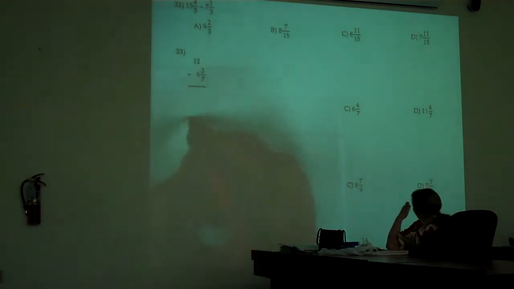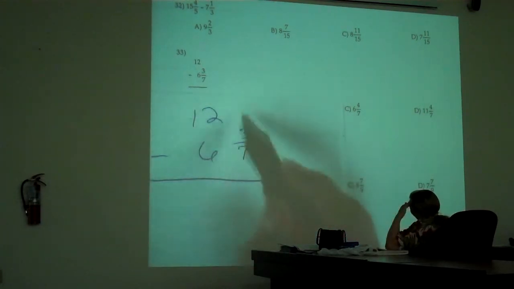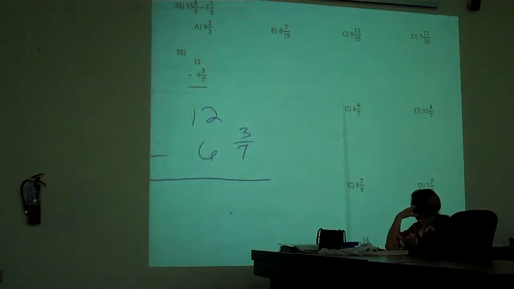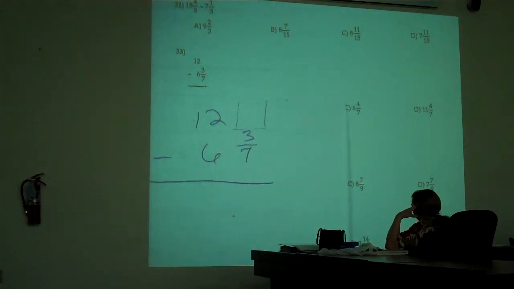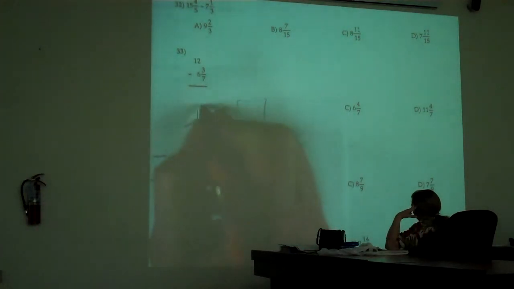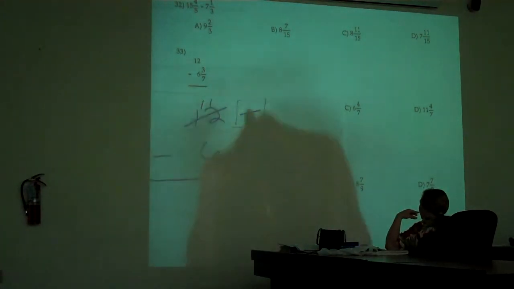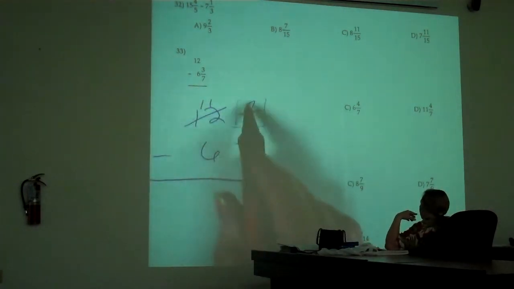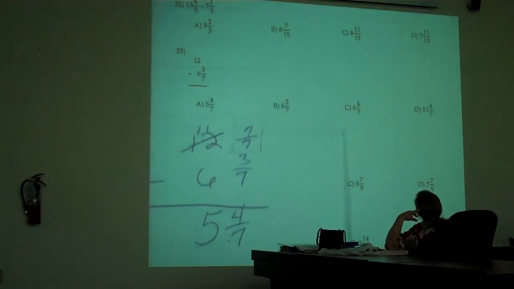Okay, this one we need to borrow. 12 minus 6 and 3/7. You don't just bring the 3/7 down, okay? When you subtract, you need something to subtract from. So we need to borrow. And what are we going to put over here? 7/7. 7 minus 3, 4, 4/7. 11 minus 6, 5. So we got 5 and 4/7.